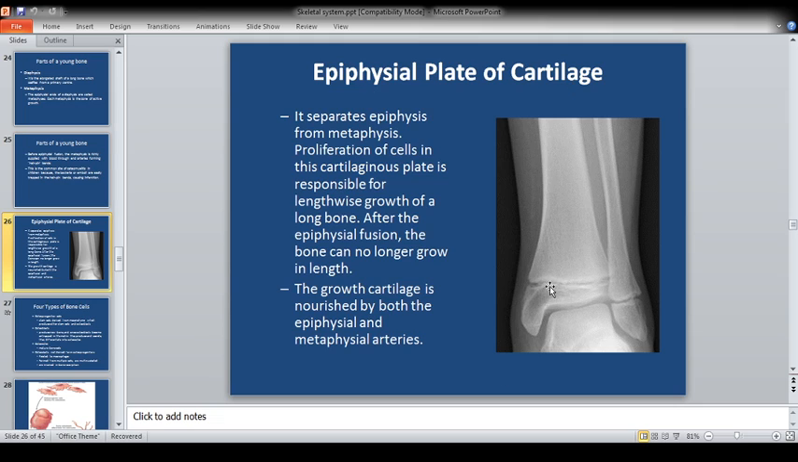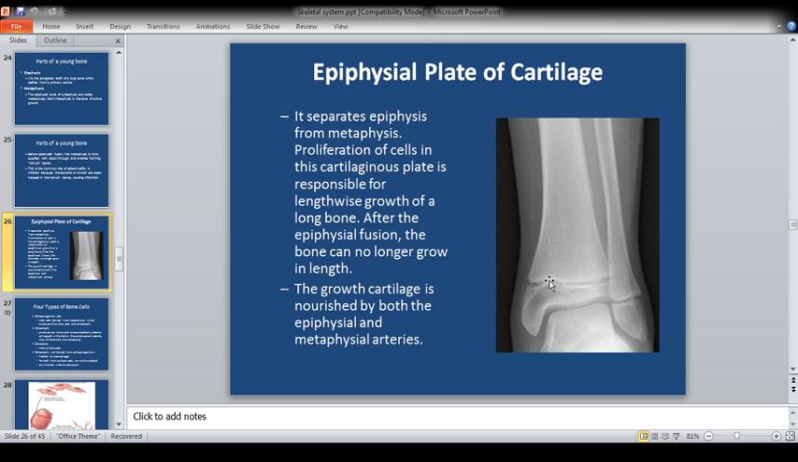Epiphyseal plate of cartilage. This is the epiphyseal plate of cartilage in small children up to 18, 20, 23 years of age. The bones look like this. If some illiterate person sees the bone, he would say the bone looks broken from here. This is not broken. There is a growth plate that is present here. This plate would separate epiphysis from the diaphysis, epiphysis from the metaphysis. This is the metaphysis, this is the epiphysis.